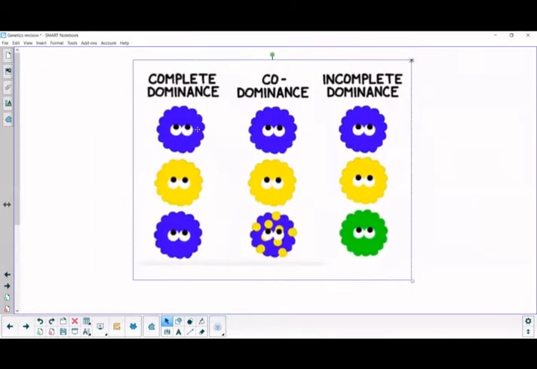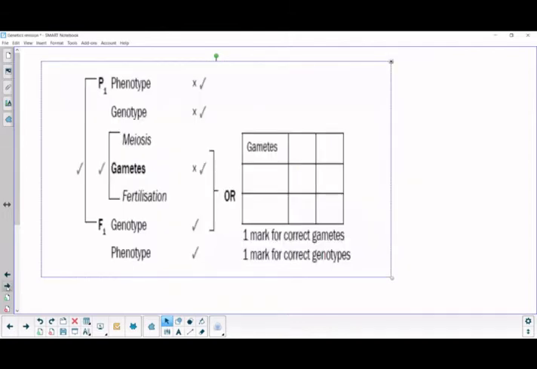Okay, so when we have complete dominance, what we see here is if I'm crossing a blue bubble with a yellow bubble, the offspring is going to be blue. If it's codominance, we cross the blue with the yellow and they've got both colors, so we've got a two-color bubble. If we take incomplete dominance, we have blue crossing with yellow and we get something in between, which in this case is a green bubble. So know the differences between complete, co, and incomplete dominance to be able to do these questions.